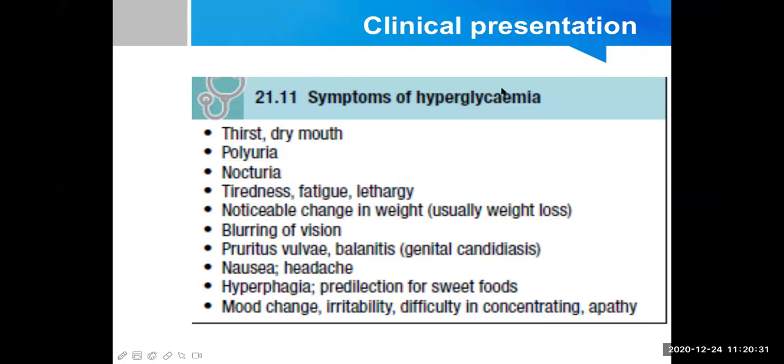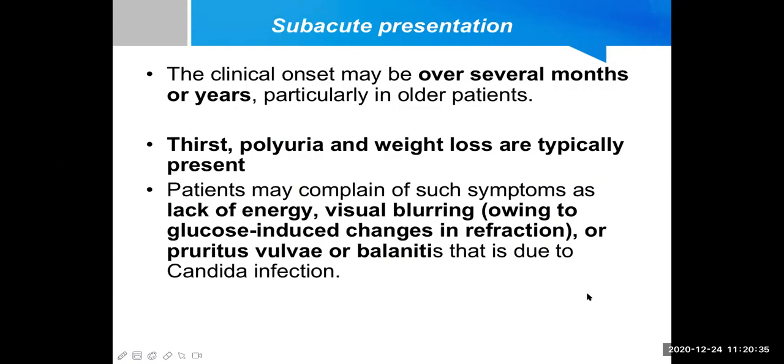Let's move on. Now, what is the subacute presentation? A little bit slower type of presentation. The clinical onset may be over several months or years, particularly in older patients, and they may present with thirst, polyuria, and weight loss again. These are very important features. Even in a subacute presentation they may be found, but over a period of time.